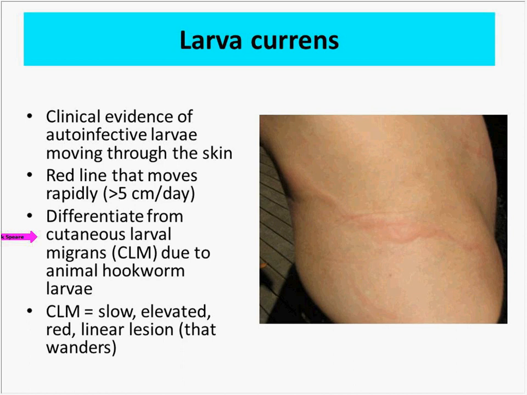Just differentiate that from cutaneous larva migrans, the one you were talking about. That's an animal hookworm that moves through the skin, usually about 1 or 2 centimetres a day. It's a sort of papular type line. It'll wander around very slowly. With larva currens, the line might appear, progress for a day, and within 24 hours it's gone, whereas cutaneous larva migrans takes quite a while to settle down.